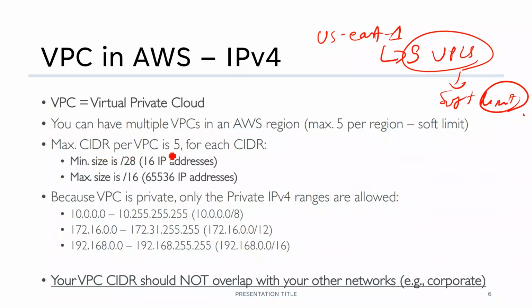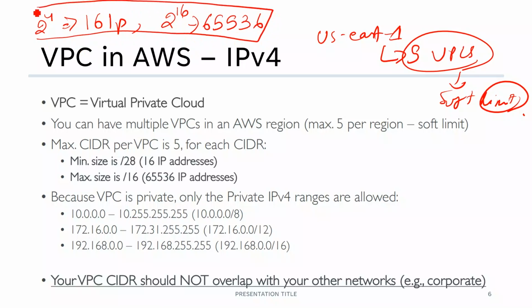So max CIDR per VPC is 5. It means that you can have up to 5 CIDR ranges in your VPC. You cannot have like 10 CIDR ranges, like a /16, then /8, then /12 and something like that. You can't go up to 100. It's not possible. You can have up to 5. Minimum size of your VPC is /28, which basically is 2 power 4 IP addresses. Minimum you should have 16 IP addresses. Maximum you can have up to 2 power 16, which is 65,536 IP addresses. So you should keep this in mind and do not exceed these limits, guys.